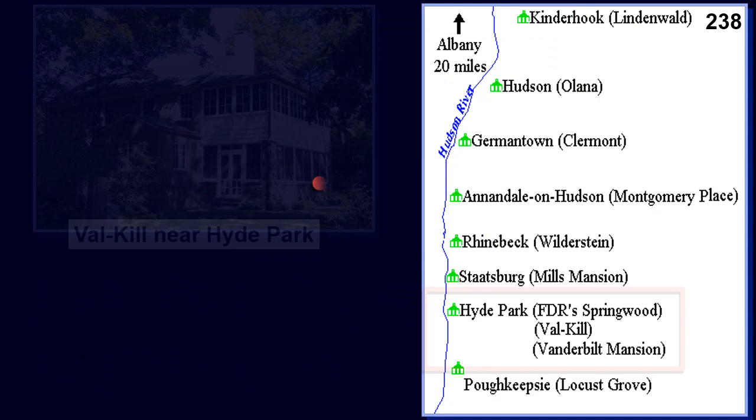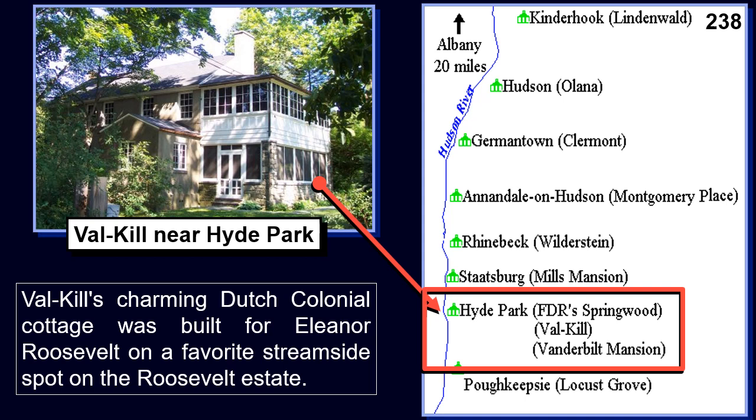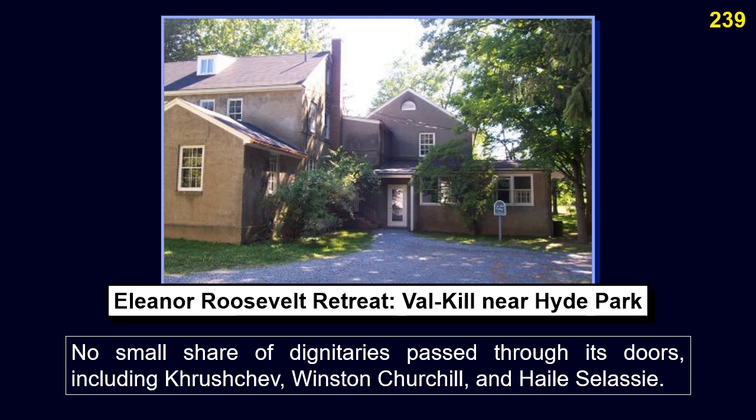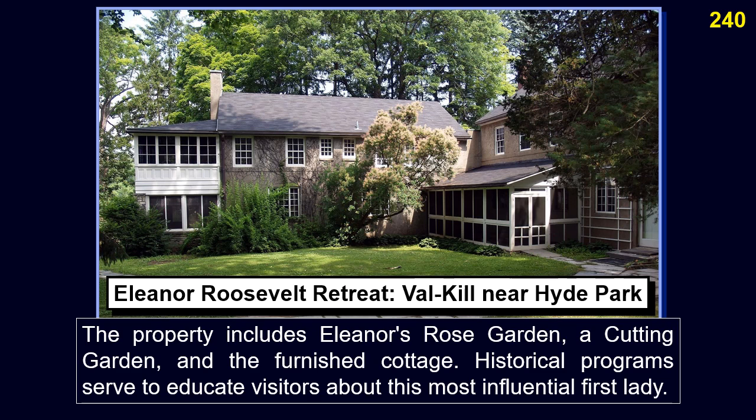Valkill's charming Dutch colonial cottage was built for Eleanor Roosevelt on a favorite streamside spot on the Roosevelt estate. The property includes Eleanor's rose garden, a cutting garden, and the furnished cottage. Historical programs serve to educate visitors about this most influential First Lady.